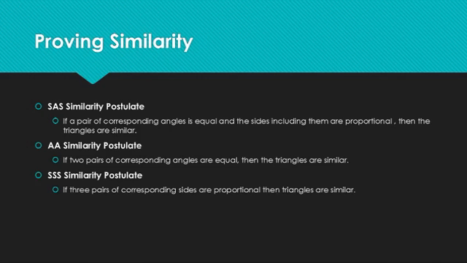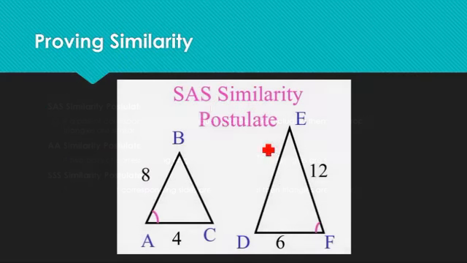The side side side similarity postulate. Now this seems similar to the side side side congruence postulate, but it is not. Instead of all three sides having to be congruent, the side similarity postulate states that if three pairs of corresponding sides are proportional instead of congruent, then the triangles are similar.